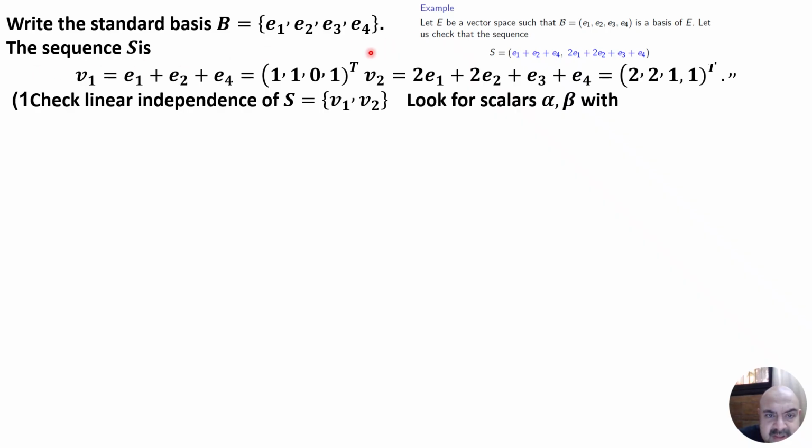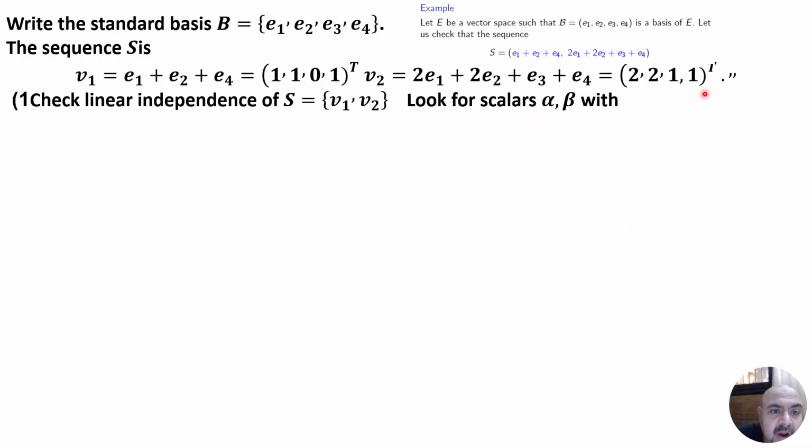The sequence of bases that I want to check contains v1, which is (1, 1, 0, 1), as we saw from adding these standard vectors in the standard basis: (1, 0, 0, 0), (0, 1, 0, 0), and (0, 0, 0, 1) all together, and you will have this vector. In a similar manner, I will multiply 2 by (1, 0, 0, 0), 2 times (0, 1, 0, 0), and then (0, 0, 1, 0), and then (0, 0, 0, 1), and you will have your second vector.